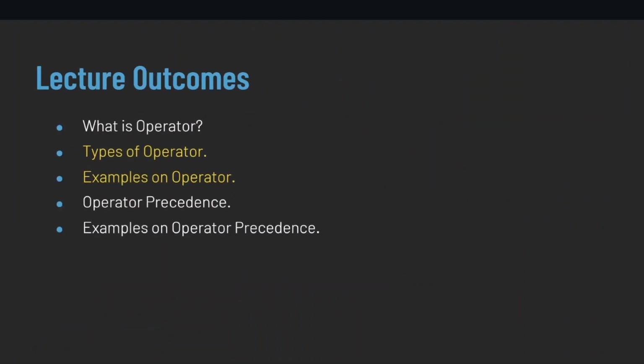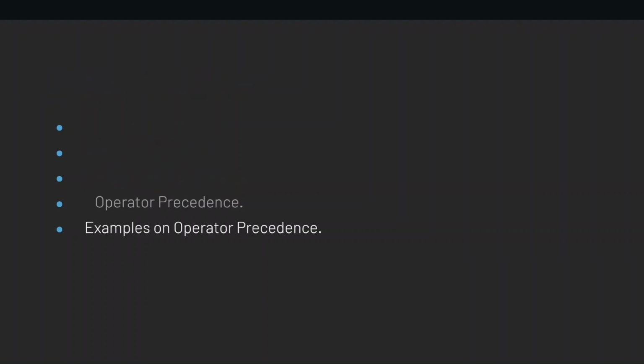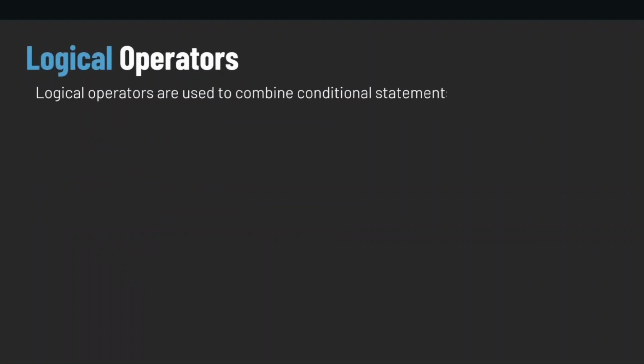In the previous video, we have covered what is operator and two types of operators, that is arithmetic operators and comparison operators. Now, in this video, we will be focusing on logical operators and bitwise operators. So first is logical operators. Logical operators are used to combine conditional statements. It means it is used to perform logical operations on one or more conditions, and these operators are typically used in decision making and control flow statements to combine or invert Boolean expressions.